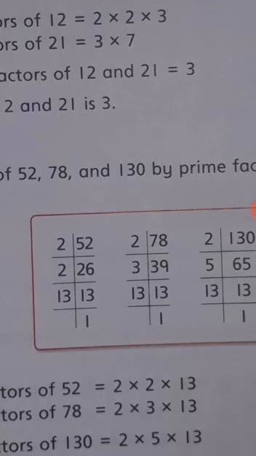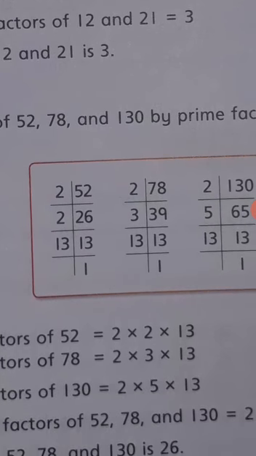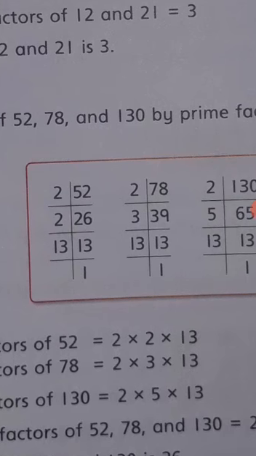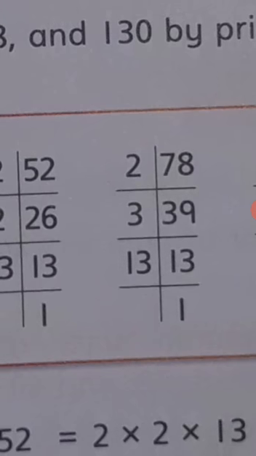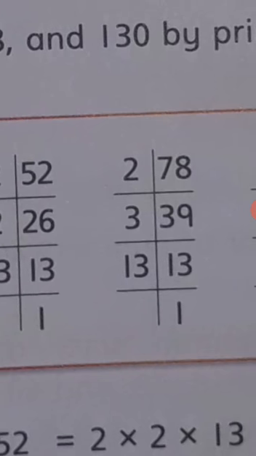So here is the division method. First number is 52, and its last digit is 2, which means it is divisible by 2. 2 2s are 4, 1 carry and 2 6s are 12. Very good. So the last digit is 6, and now it is divisible by 2. 2 1s are 2, 2 3s are 6.